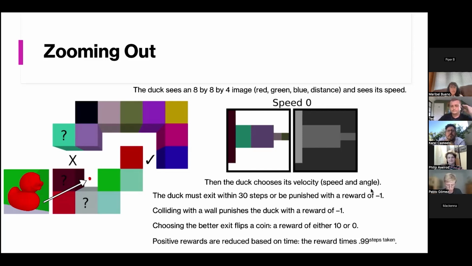And finally, positive rewards are reduced based on how much time it took to acquire them. So if the duck gets a reward at either of these exits, the reward is actually scaled down. It's multiplied by 0.99 to the power of how many steps it took to get there. But that's the entire deal here. How can we make a robot do this for us? How can we make a robo-duck?